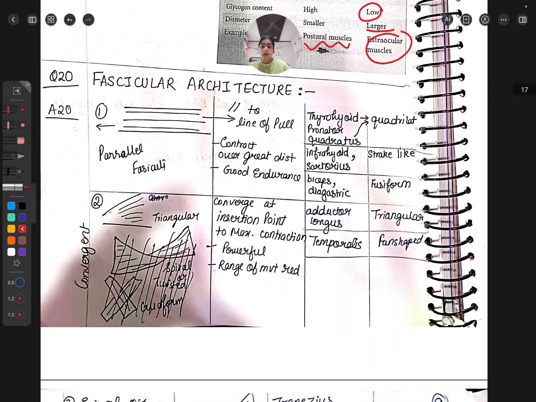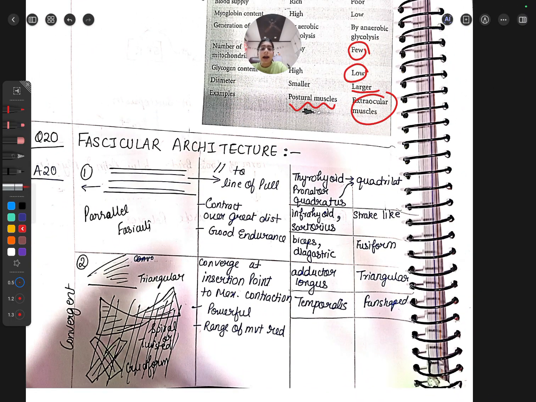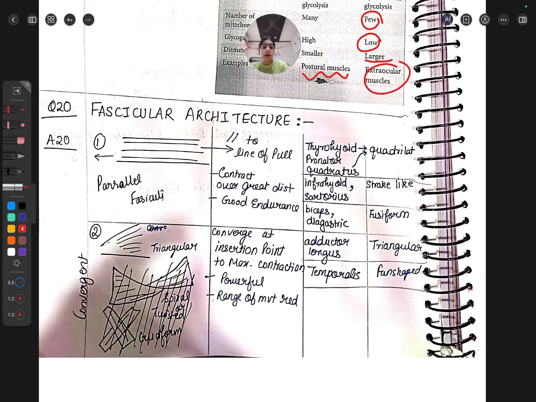Now, these are parallel fasciculi, parallel to the line of pull. So if I am pulling it like this, it is parallel to the line of pull, contracts over a great distance, and has good endurance. You can learn the examples here itself, or if you don't want to, you can leave it, because you will get to know about it in the future chapters.